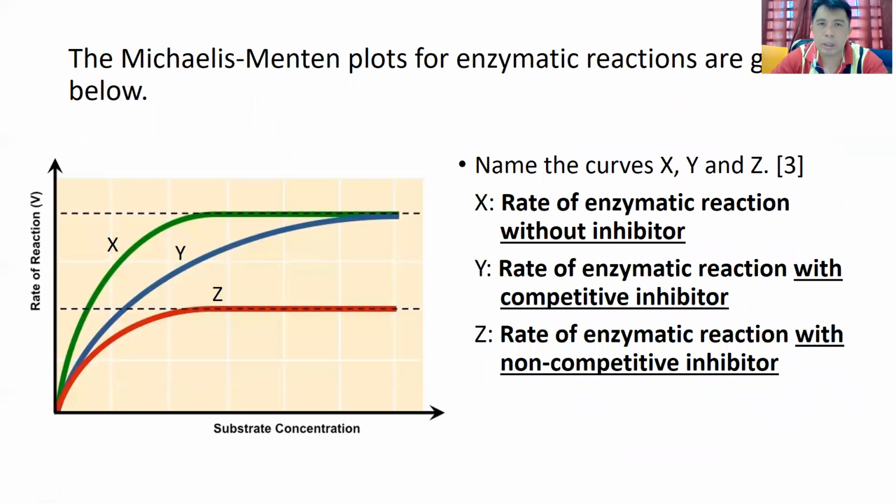So next question here, this one is talking about the Michaelis Menten plot. Name the curve X, Y, and Z. So X is the rate of enzymatic reactions without inhibitor. Y is the rate of enzymatic reactions with competitive inhibitor. And Z is the rate of enzymatic reactions with non-competitive inhibitor. So this one very clear lah.